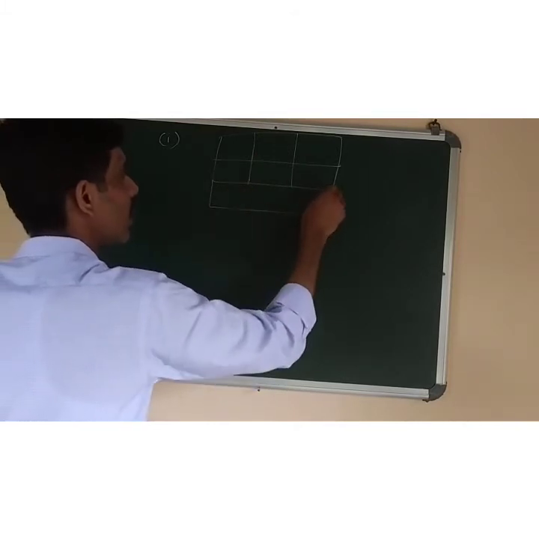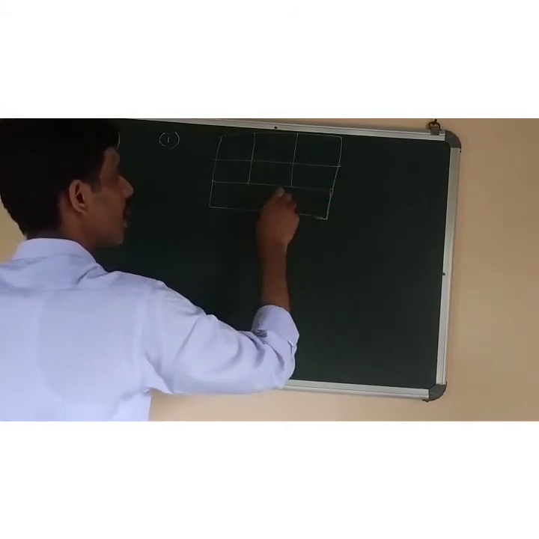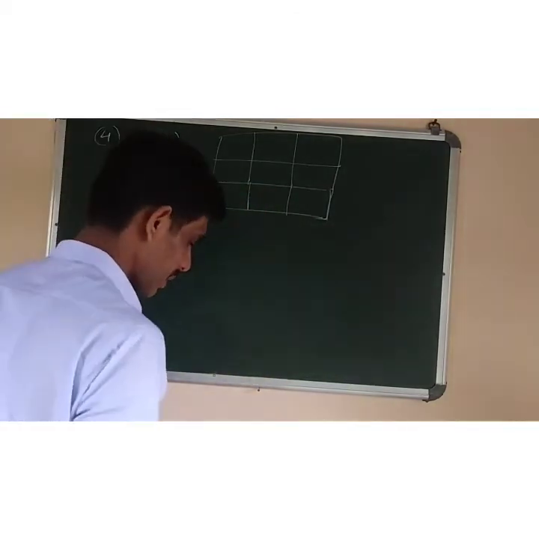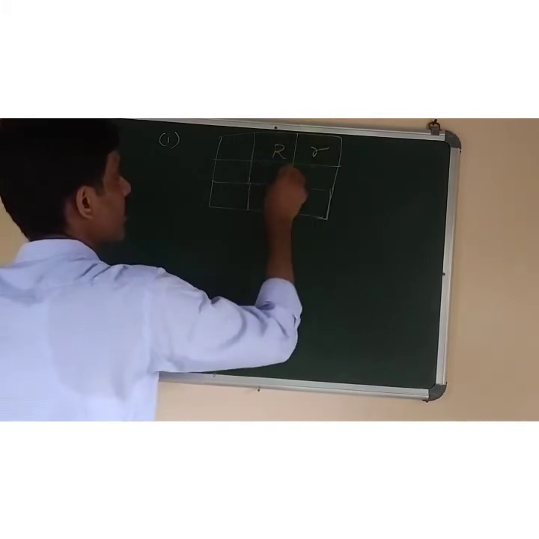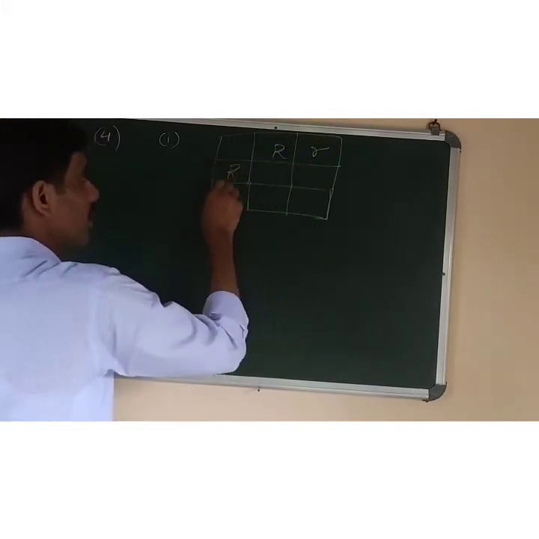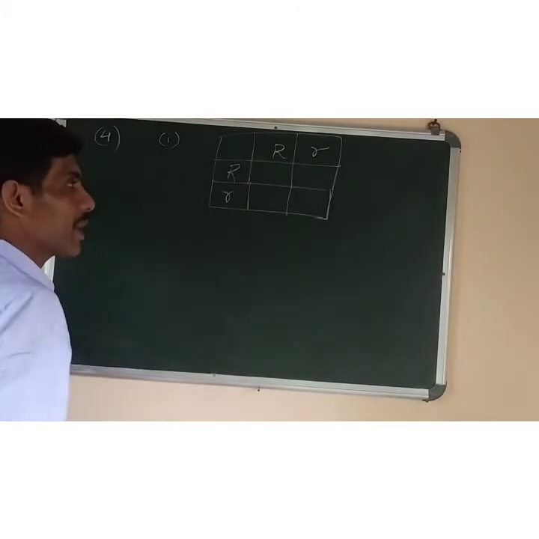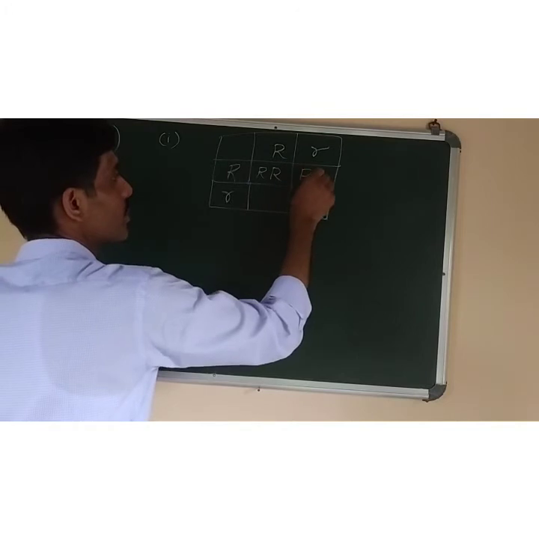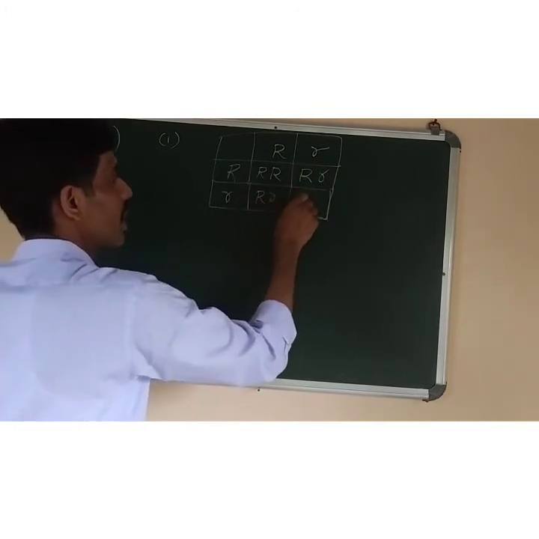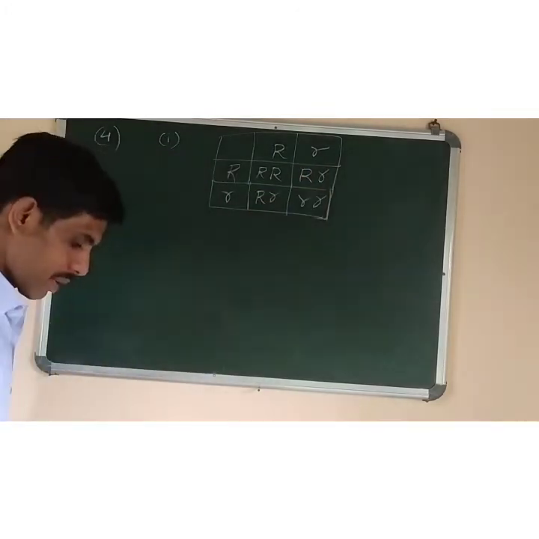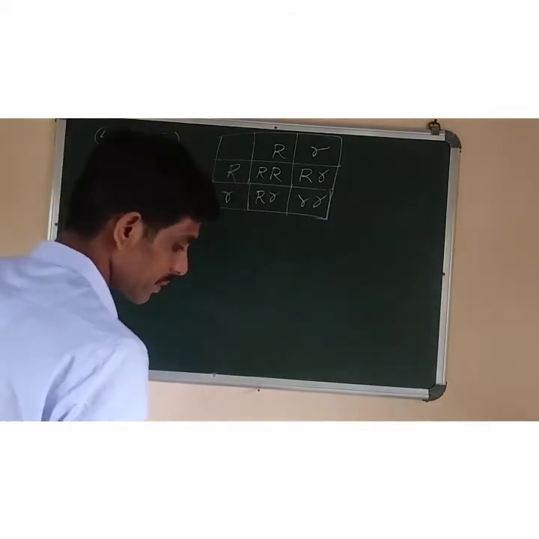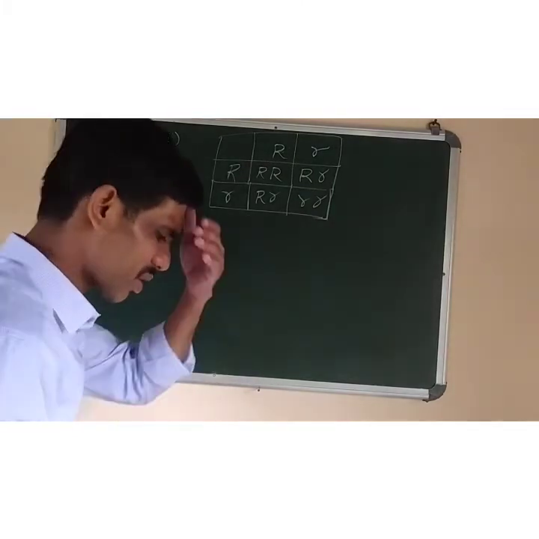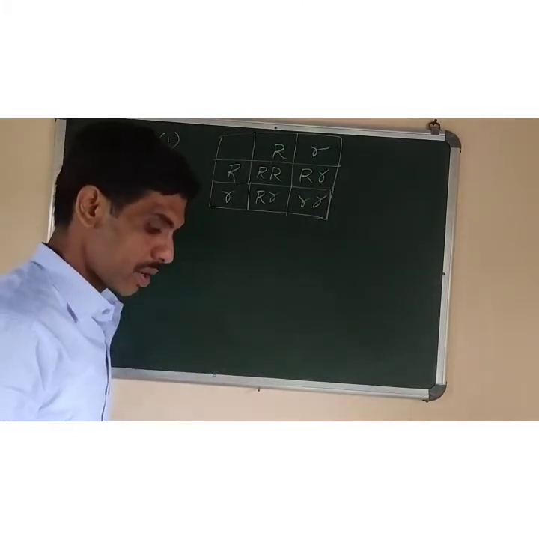Now what are the gametes that we have to write? Capital R, small r, capital R, small r. This one suppose male gamete, this one female gamete. Then the combination of gametes will be filled in these boxes. Capital R, small r, capital R, small r, small r, small r. Okay. Now next question, number 2. This is the Punnett square. This box is called the Punnett square because it was developed by the scientist called Punnett.